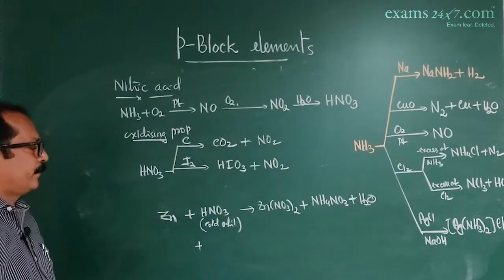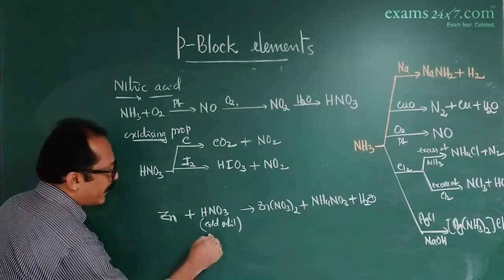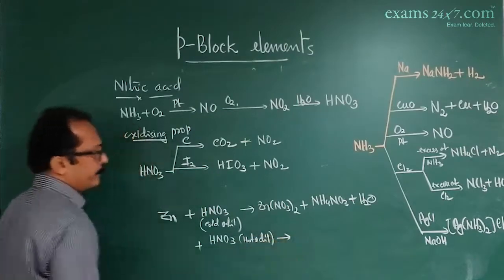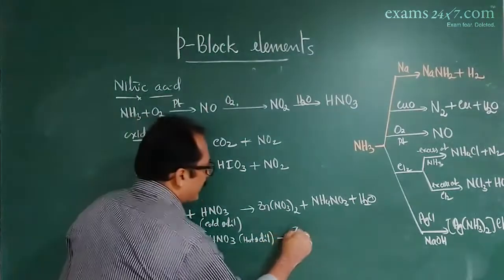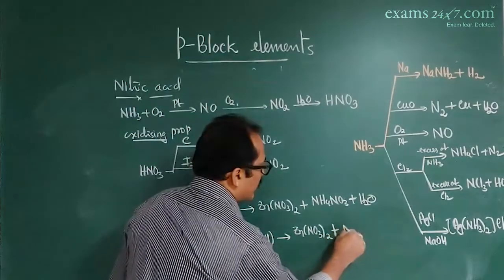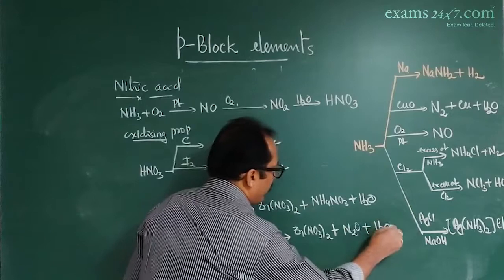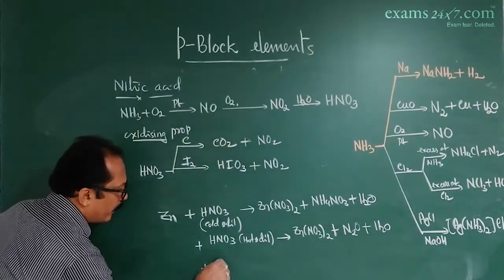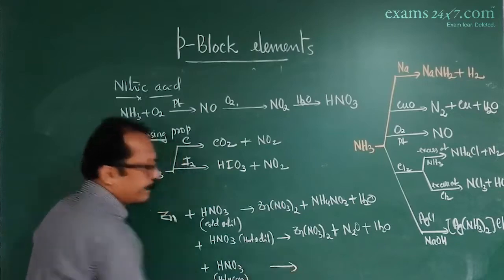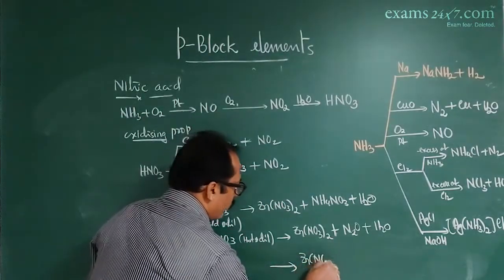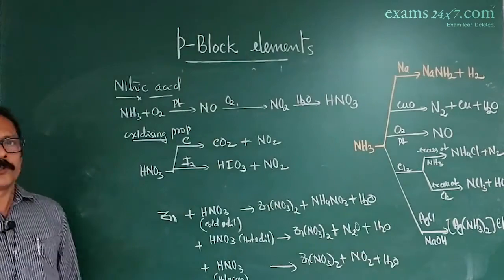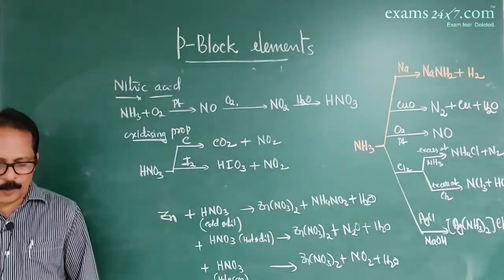Similarly, zinc reacts with hot and dilute nitric acid. The major compound is the same, that is zinc nitrate, Zn(NO3)2, liberating nitrous oxide, laughing gas. Another compound is water. One more reaction, when zinc reacts with hot and concentrated nitric acid, it gives zinc nitrate, Zn(NO3)2, liberating nitrogen dioxide and water. Okay. So this is about the oxidizing property of nitric acid.